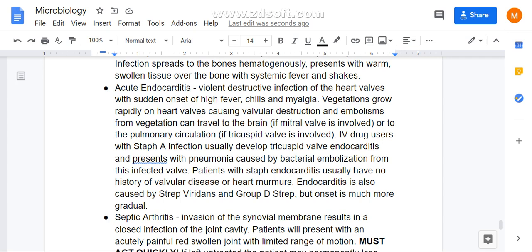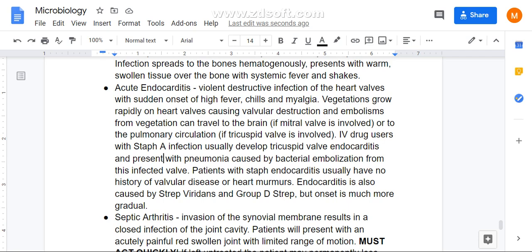And embolisms from the vegetations can travel to the brain if the mitral valve is involved, or travel to the pulmonary circulation if the tricuspid valve is involved, right? So IV drug users with Staph A infection usually develop right-sided tricuspid valve endocarditis and present with pneumonia caused by bacterial embolization from this infected valve, right? So, just like strep viridans, Staph A can also cause endocarditis or valvular destruction.